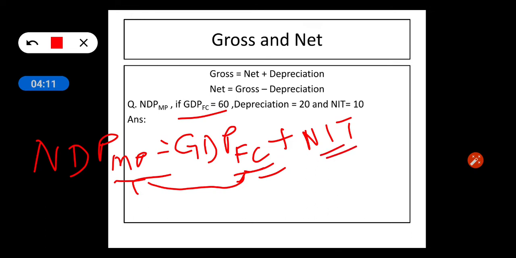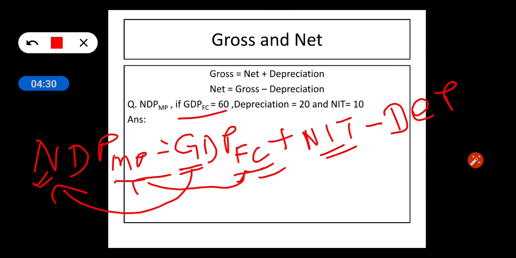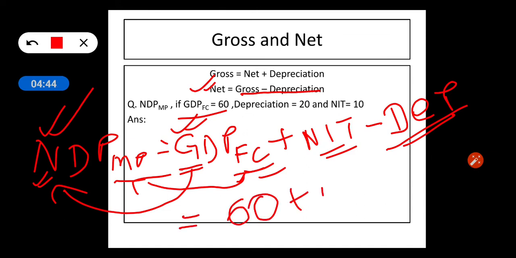Second, let's check the second factor. We have gross here and we have net here, right? So conversion is needed here. We have to convert gross to net. To do that, we are going to subtract depreciation from gross to get net. So we are subtracting depreciation from your gross to get net. Okay, so your value is 60 plus 10 minus 20 and is equal to 50.